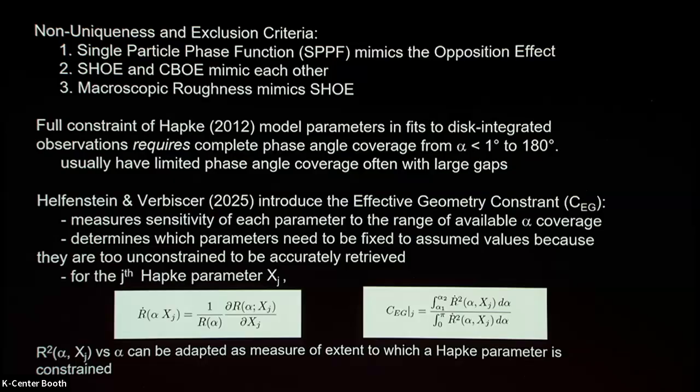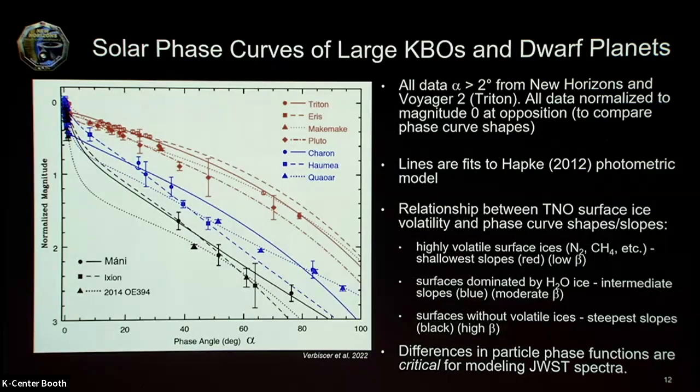And I give the mathematical expressions for the effective geometry constraint. So here are the solar phase curves of large KBOs and dwarf planets. This is what we published in 2002. And these grouped into three different areas. What should be obvious at first is that they're diverse. They're not all on the same curve.